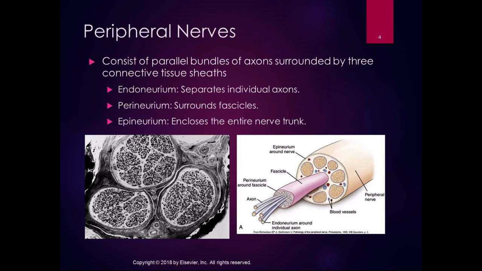So the endoneurium separates individual axons. Each axon is surrounded by endoneurium. The perineurium surrounds a fascicle, and a fascicle is a bundle of axons. And then the epineurium encloses the entire nerve trunk. The endoneurium, perineurium, and epineurium are all connective tissue, and they are all surrounding. Remember when we talked about this in muscle, we had the endomysium and the perimysium and the epimysium. Very similar terms, very similar arrangement of the bundles.